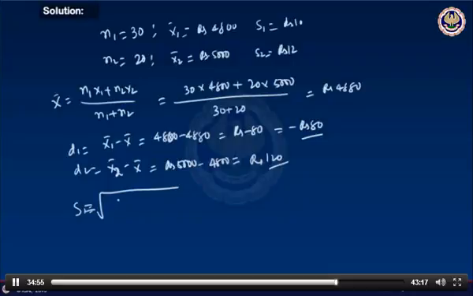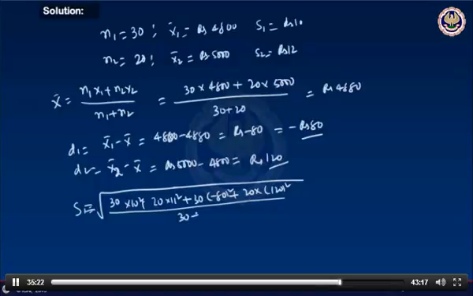The combined standard deviation S equals the square root of N1 S1 square plus N2 S2 square plus N1 D1 square plus N2 D2 square, all divided by N1 plus N2. That is 30 into 10 square plus 20 into 12 square plus 30 into minus 80 square plus 20 into 120 whole square, whole divided by 30 plus 20, which equals the square root of 9717.6, which is 98.58, the combined standard deviation of this data.